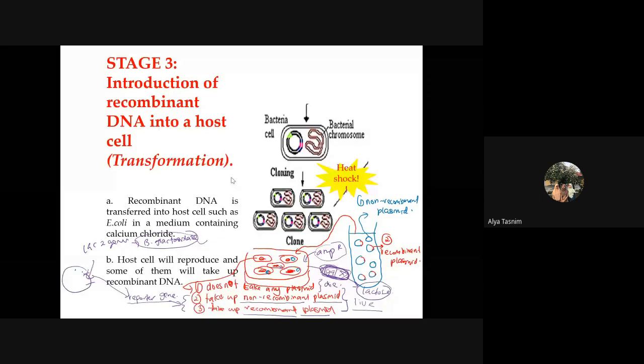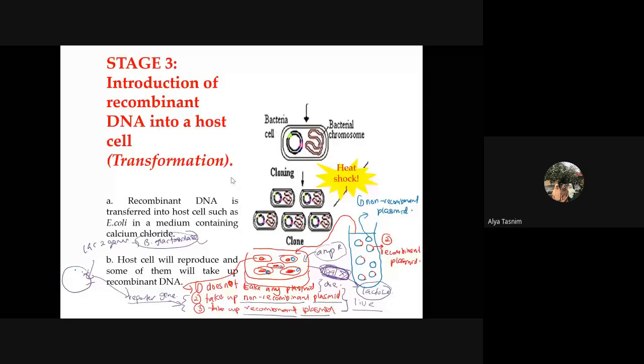First awak nak kena determine sama ada bakteria yang ambil plasmid ke tak. So macam mana awak nak tahu, itu kegunaan marker gene ampicillin resistant gene. So bakteria ni medium dia awak letak dengan antibiotik ampicillin. So bakteria yang mati adalah bakteria yang tak ambil any plasmid sebab dia tak ada ampicillin resistant gene. Okay, so itu screening yang pertama. Okay, you screen the bacteria that has taken up plasmid or not.